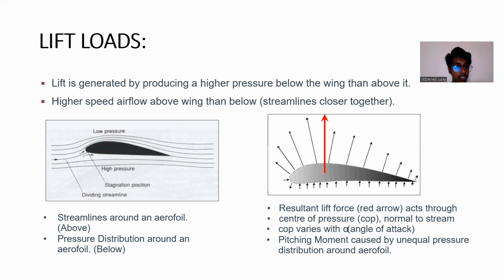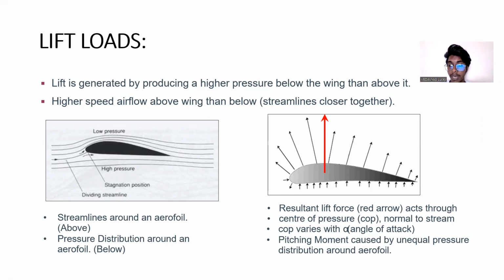Here we can see the low pressure from the leading edge to the trailing edge of an airfoil. As we can see, we have lower pressure at the upper side and higher pressure at the bottom of an airfoil. The streamlines around an airfoil and the pressure distributions around an airfoil can also be seen in this diagram. The resultant force acts at the center of pressure, normal to the stream, and varies with the angle of attack.